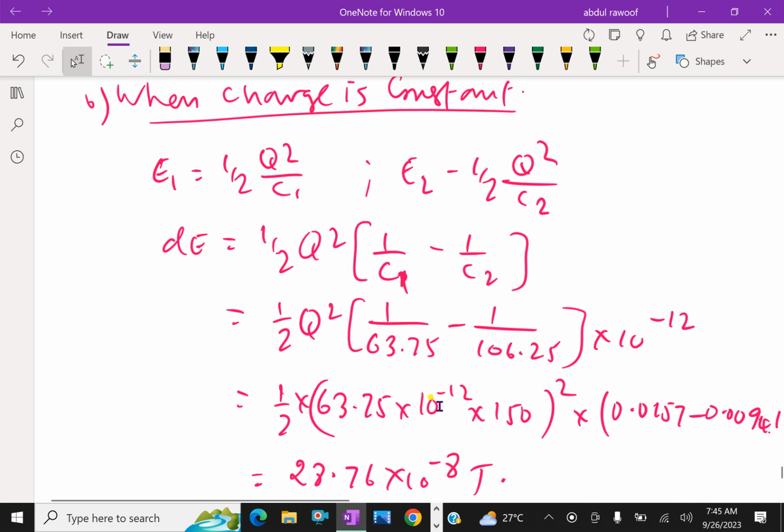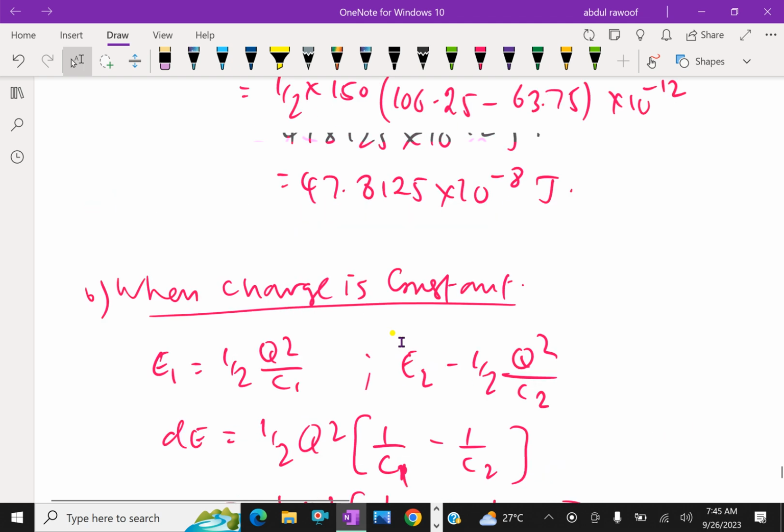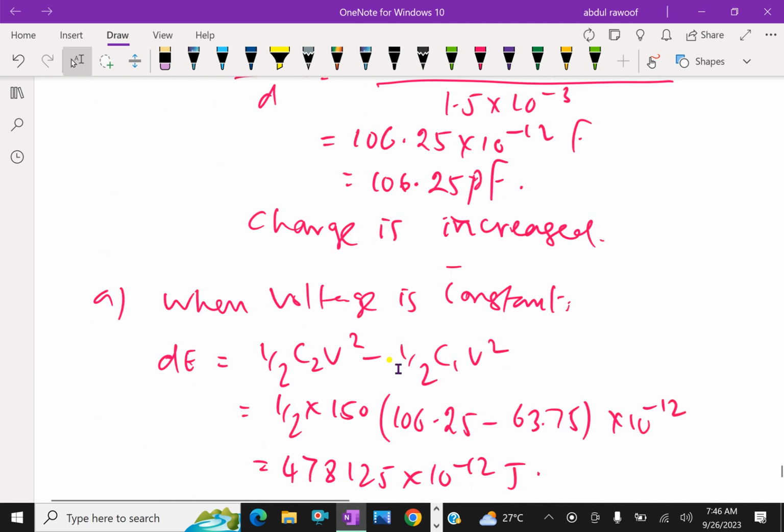So far we have discussed stored energy in a capacitor as well as solving problems. We have done.